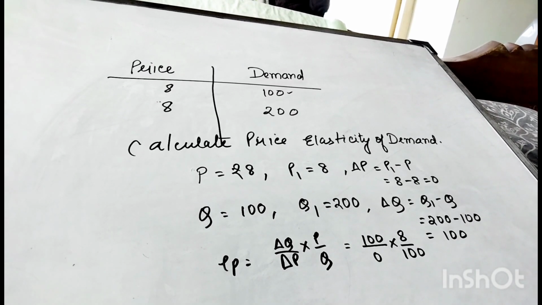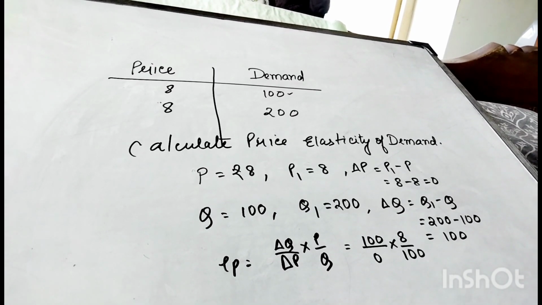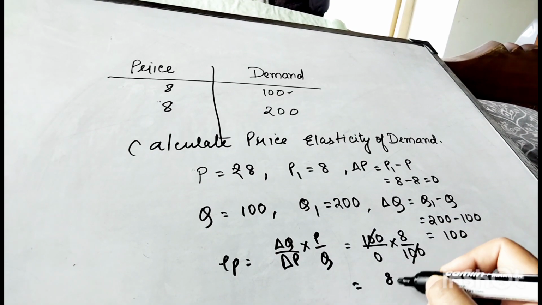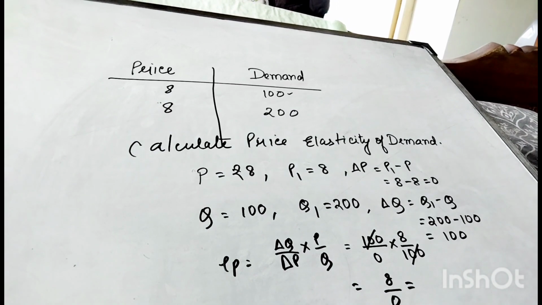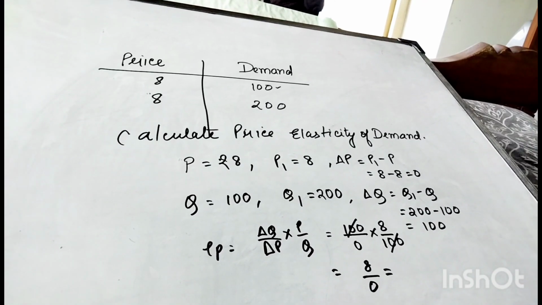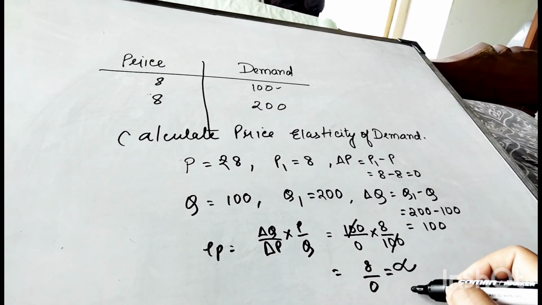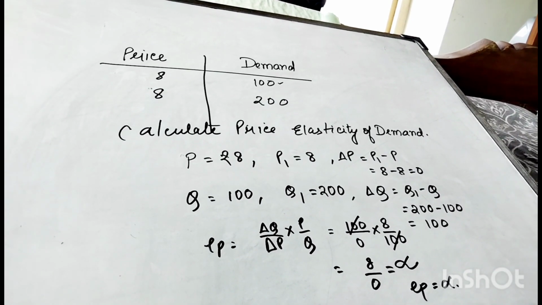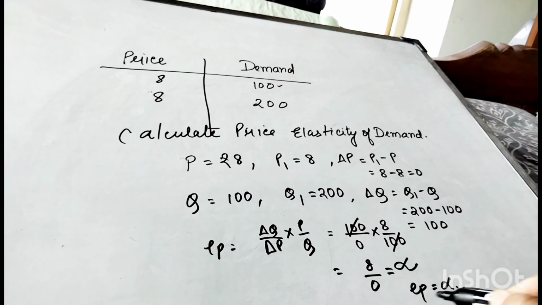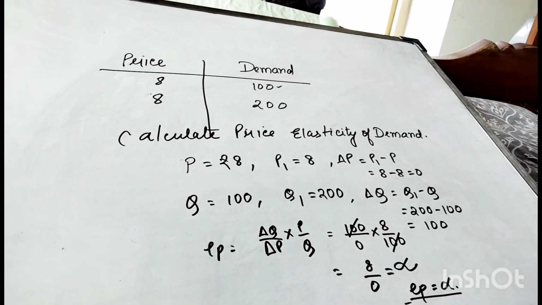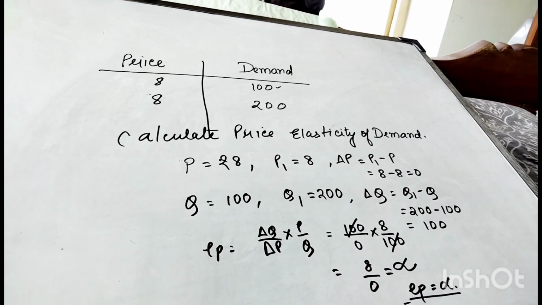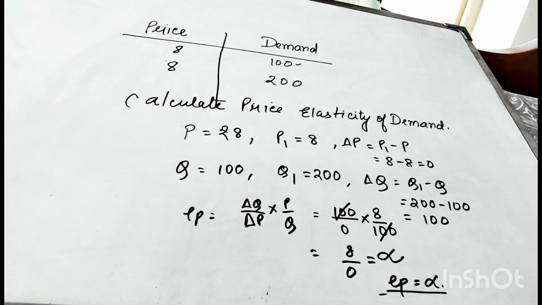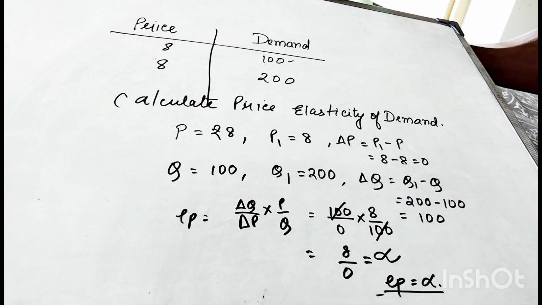Okay. Now what you are going to do? So 100 will cancel out, 8 by 0. Anything divided by 0 will give you infinity, undefined. That means here EP will be equal to infinite. So price elasticity of the demand is equal to infinity. So this is how you are going to calculate it. Have all understood? See how you are going to calculate.